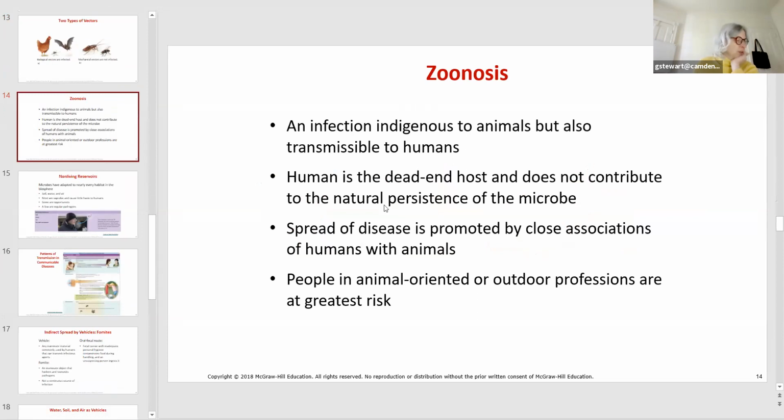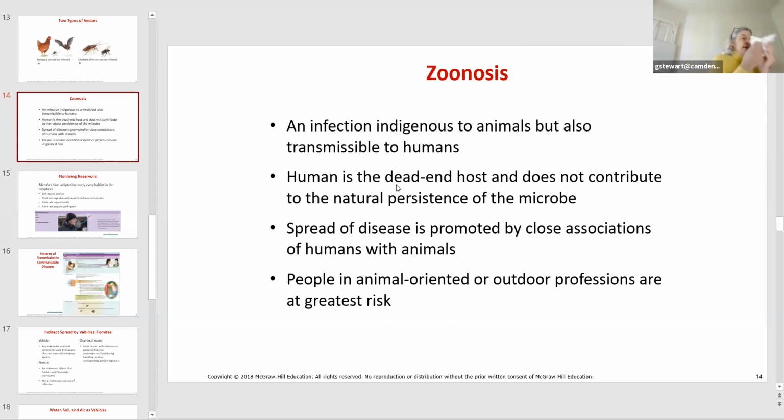Zoonosis is an important term to pay attention to at this time. This refers to an infection that's indigenous to animals but can also be transmitted to humans. Most of the time we're a dead-end host and we don't contribute to the natural persistence or being a reservoir for a particular infection. It involves close association with humans and animals, and often people in animal-oriented or outdoor professions are at greatest risk. So I think about rabies, for example. That's a good example of a zoonosis or zoonotic infection.